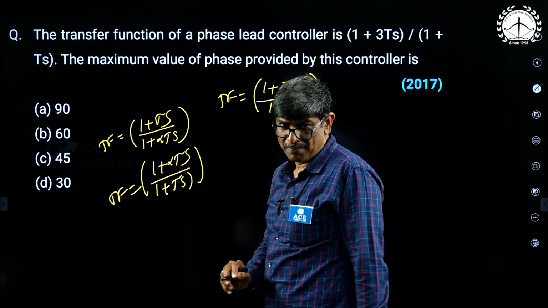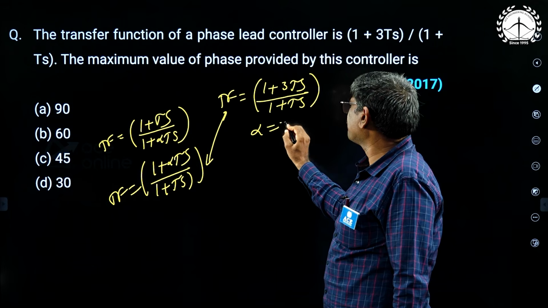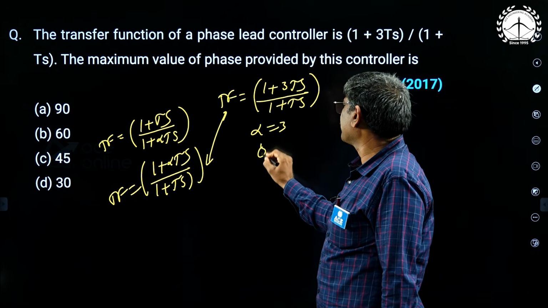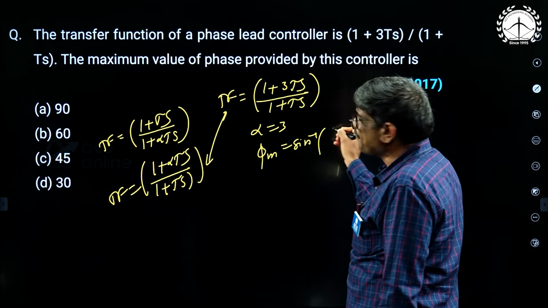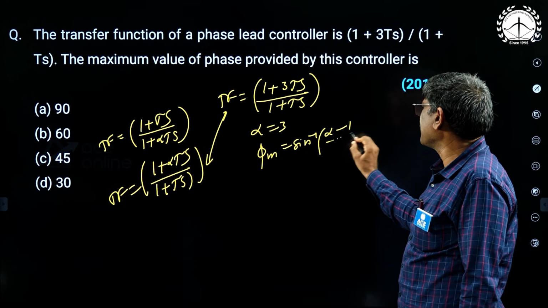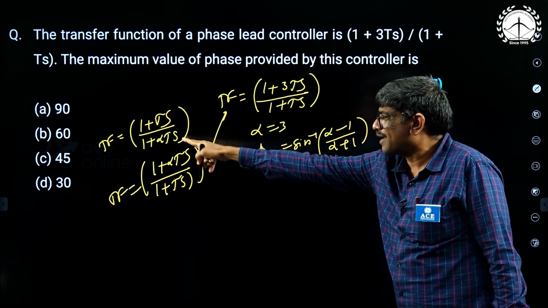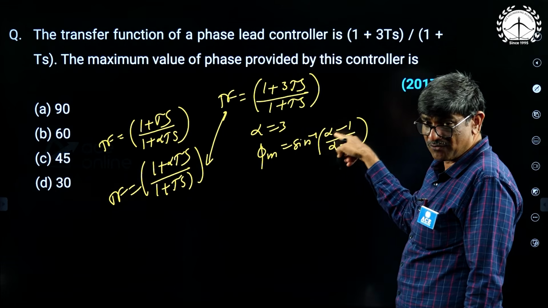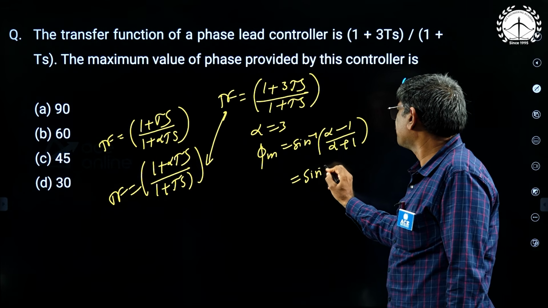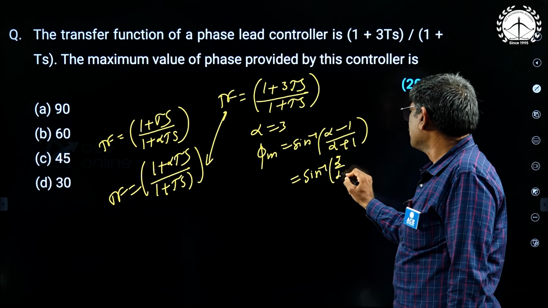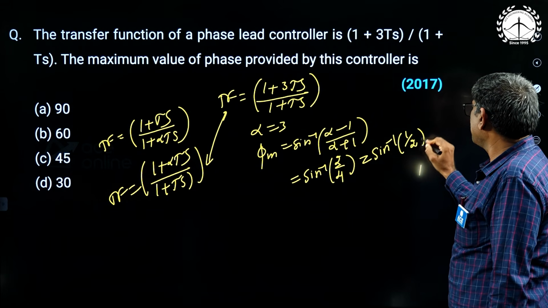The difference is alpha. So to get alpha directly, compare with this. If you compare directly, alpha is 3. Whenever alpha is greater than 1, simply φm equals sin inverse of (α − 1)/(α + 1), since we need a positive angle. In case they give 3 in the denominator, compare with this and use sin inverse of (1 − α)/(1 + α). So simply sin inverse of (3 − 1)/(3 + 1), which is 2 by 4, that means 1 by 2. Sin inverse of 1 by 2 means 30 degrees.